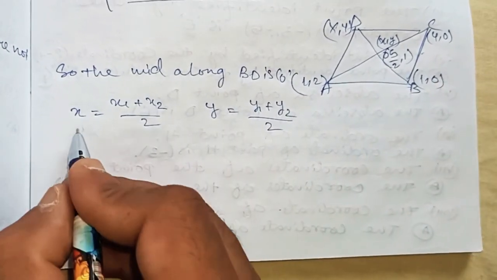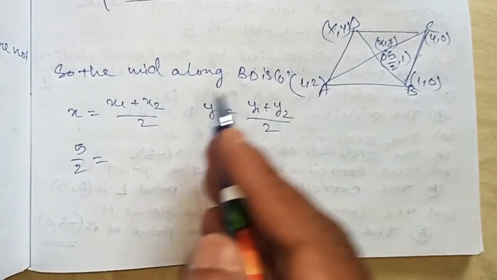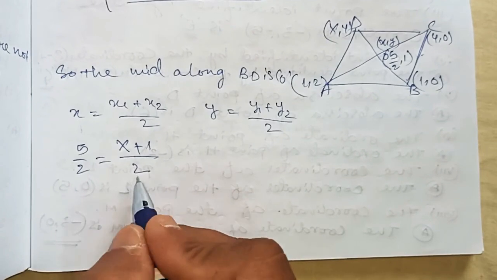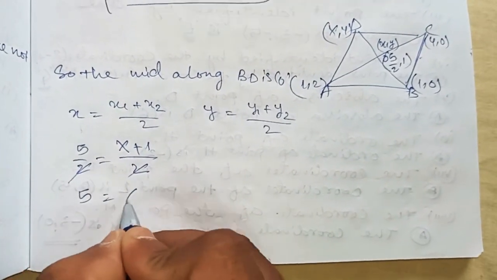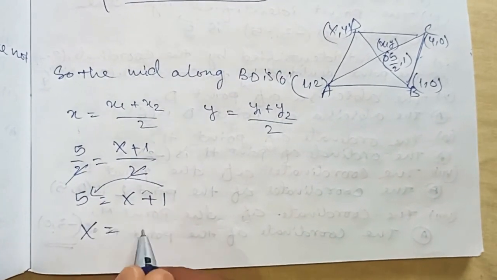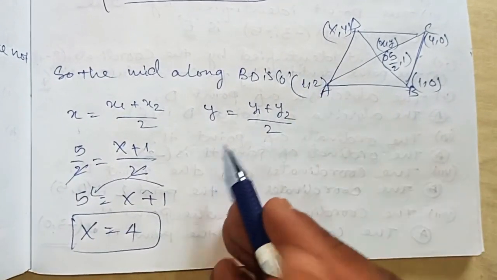So we will substitute here. X is 5 by 2. X1 is capital X plus x2 is 1, divided by 2. 2 and 2 cancel. So 5 equals to capital X plus 1. Bring 1 this side. Capital X equals to 5 minus 1 is 4. So the value of x we got is 4.